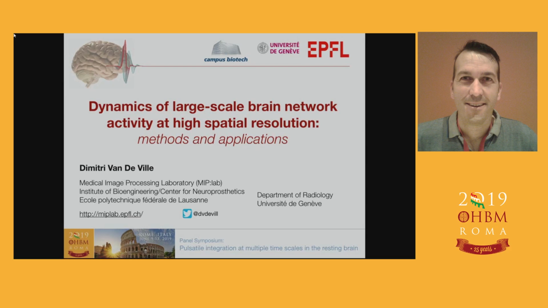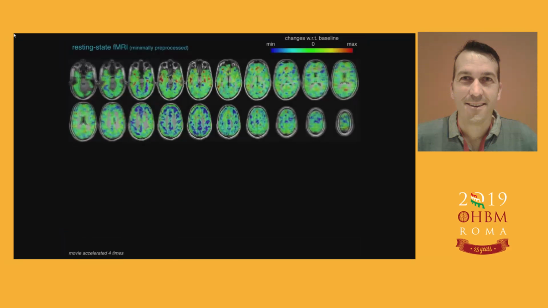Okay. So we will slow down a little bit our time scales and we move back to fMRI for the next talk. And we look at this from a methods perspective. And I will show you that you can look at fMRI dynamics at very high spatial resolution, in particular at the voxel level.